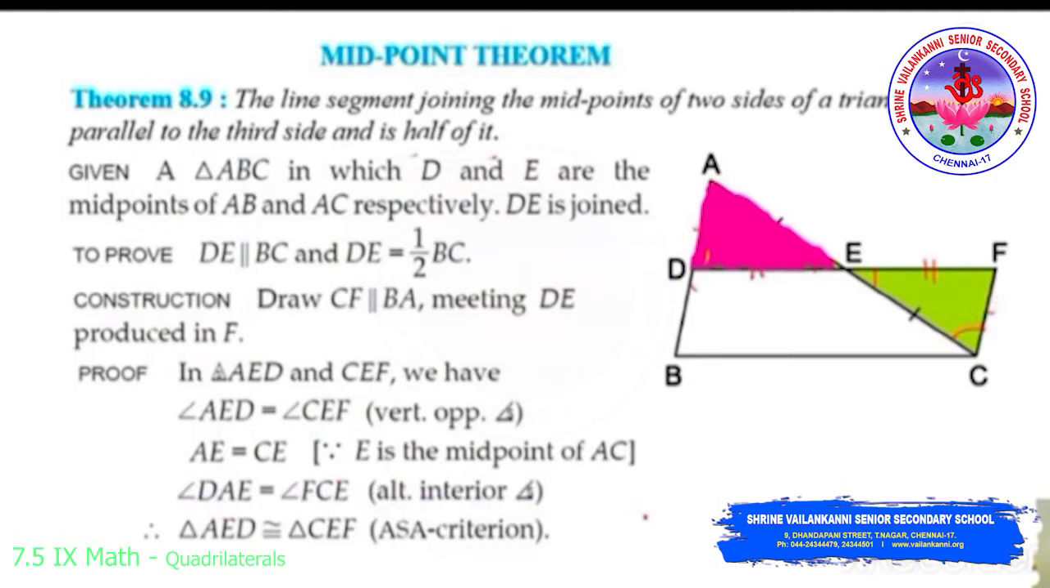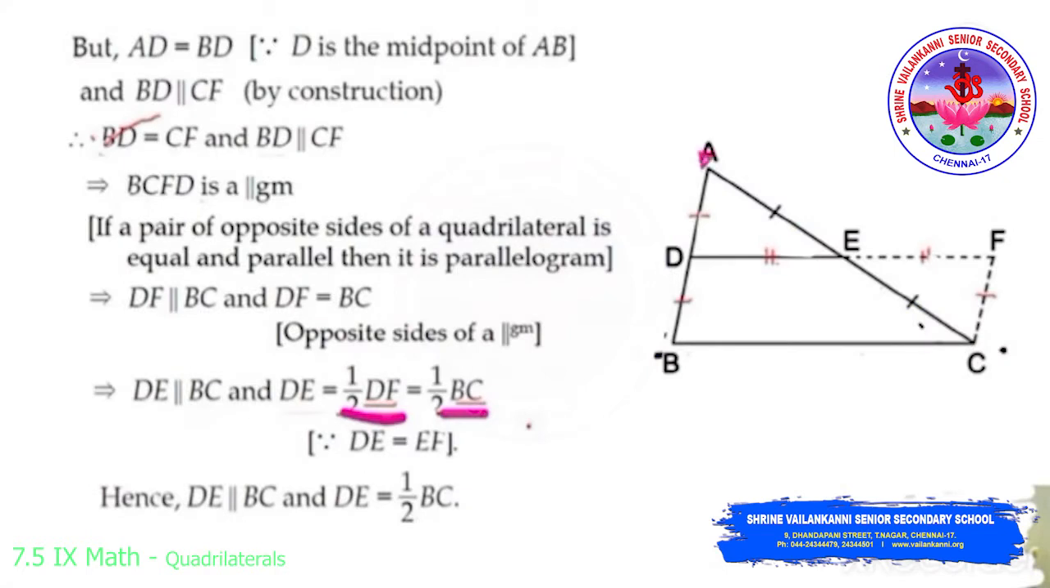Hence two angles and the included side of triangle AED and triangle CEF are equal to each other. So by the ASA criterion, triangle AED is congruent to triangle CEF. Since triangle ADE is congruent to CEF, AD is equal to CF. But AD is equal to BD, since D is the midpoint of AB, so DB is equal to CF.